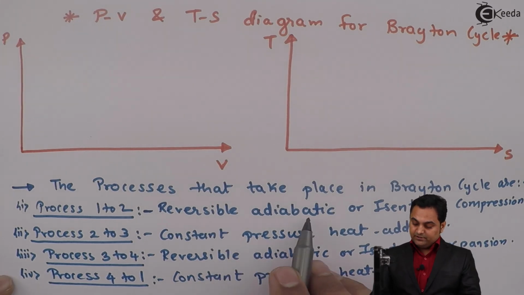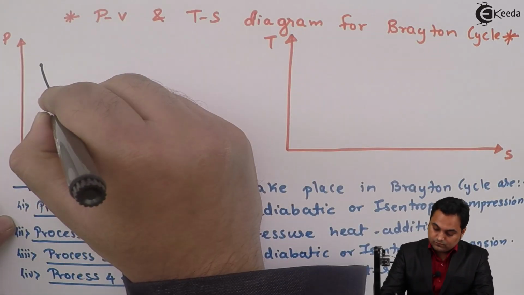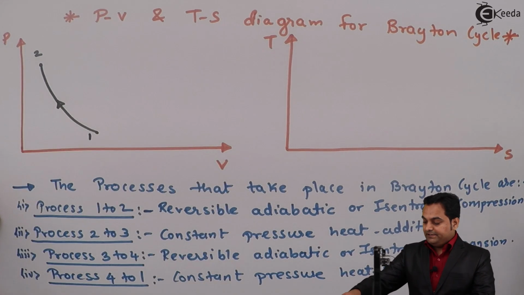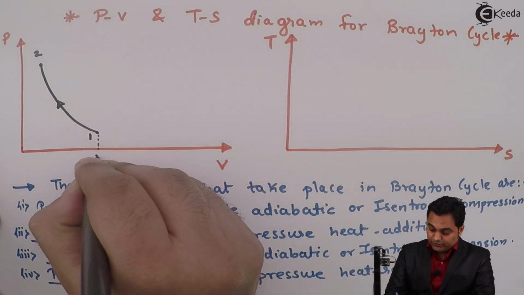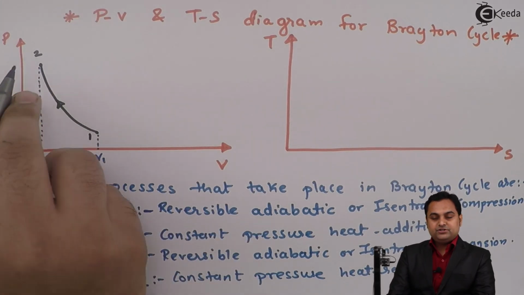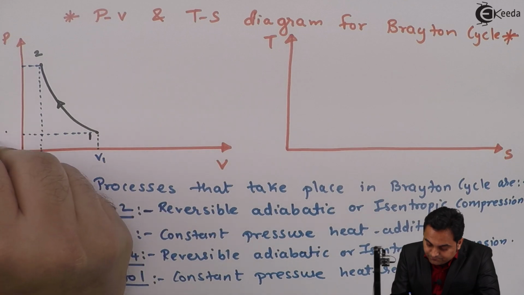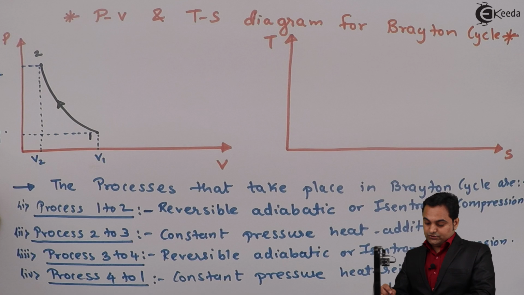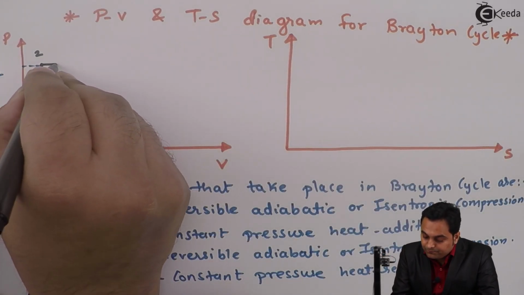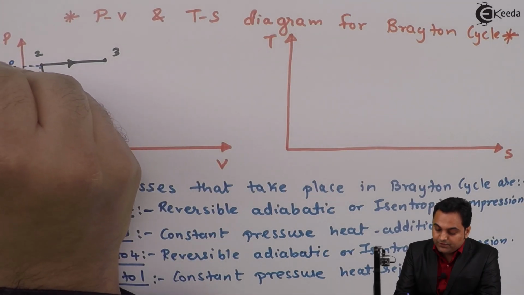So the first one is reversible adiabatic or isentropic compression. From 1 to 2 it is reversible adiabatic or isentropic compression. As we see, the volume at point 1 is more, the volume at point 2 is less, so during compression the volume decreases and pressure increases from P1 to P2. Next, 2 to 3 is the constant pressure heat addition process, so heat will go on adding from 2 to 3, keeping the pressure constant. So pressure at points 2 and 3 are the same, P2 is equal to P3.